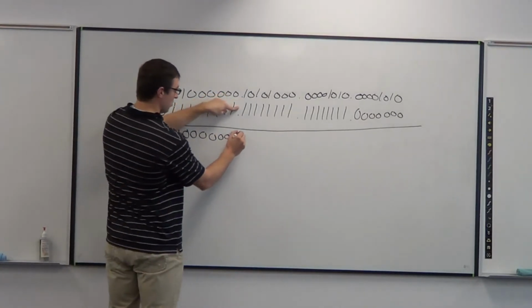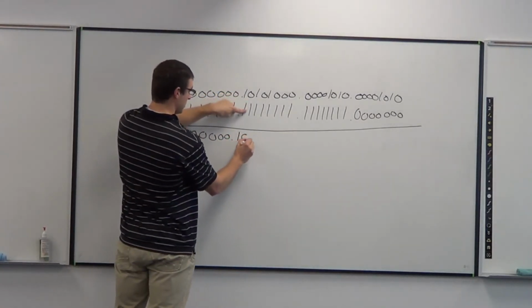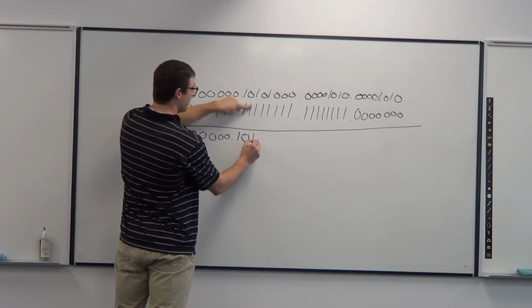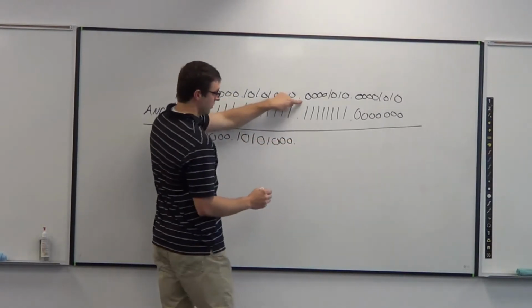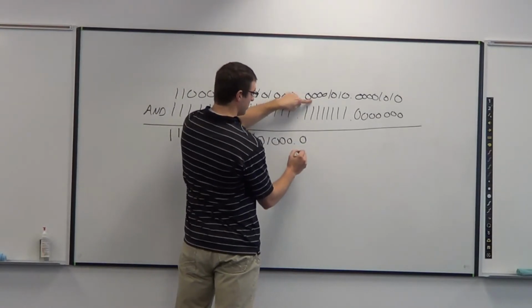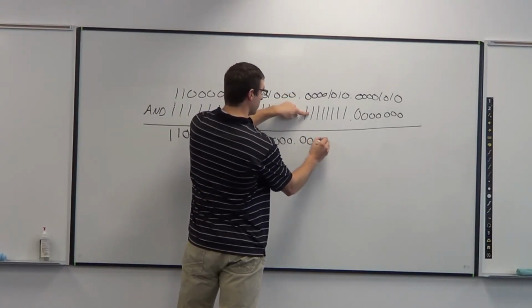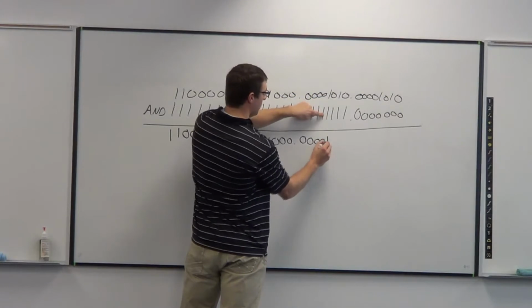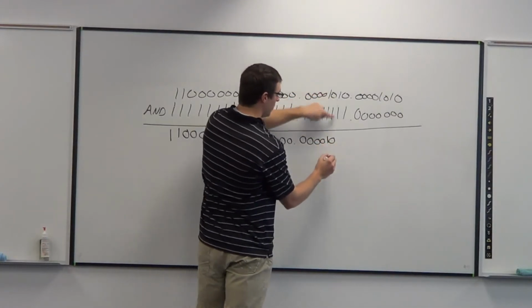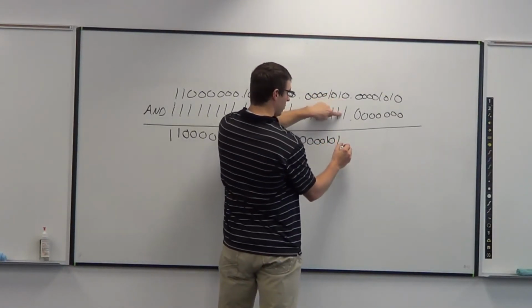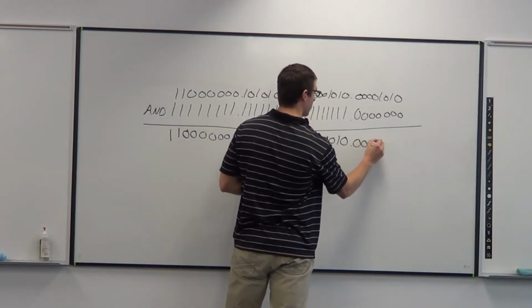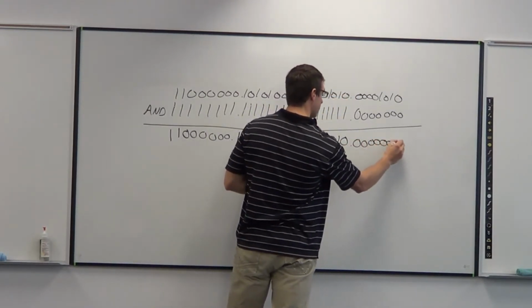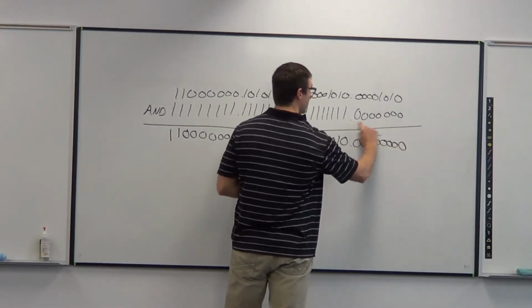1 and a 1 is 1. A 0 and a 1, 0. Anything with a 0 is 0. 0 and 1, 0. 0 and 1, 0. 1 and 1 is 1. 0 and 1, 0. 1 and 1 is 1. 0 and 1, 0. 0 and 0 is 0. Anything ANDed with a 0 basically becomes a 0.